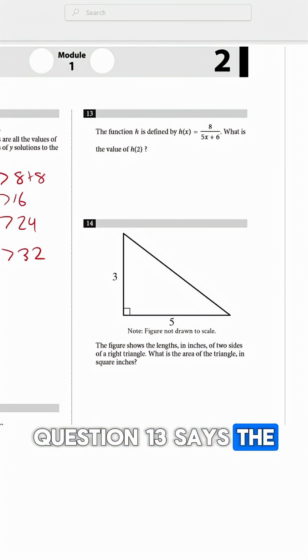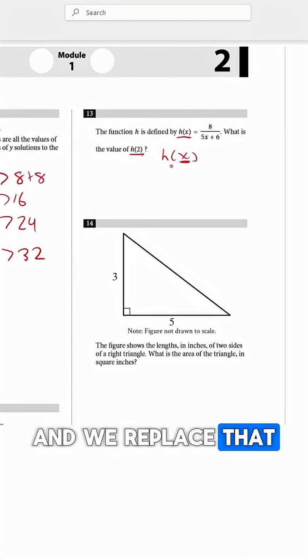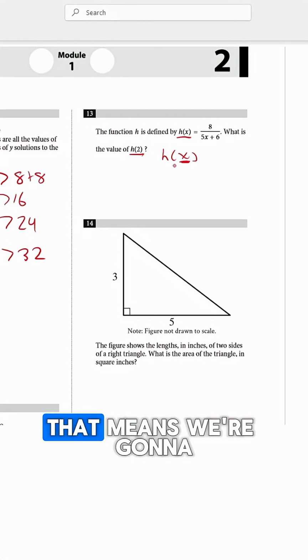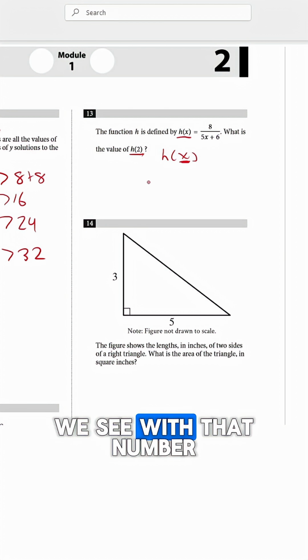Question 13 says, the function h is defined by h of x equals 8 over 5x plus 6, and it's asking us what is the value of h of 2. So if you saw the previous part of the video, I mentioned that whenever we have a function like h of x, and we replace that x with a number, or really anything, that means we're going to go into our equation and we're going to replace all the x's that we see with that number.